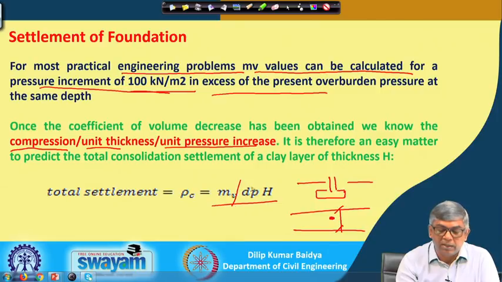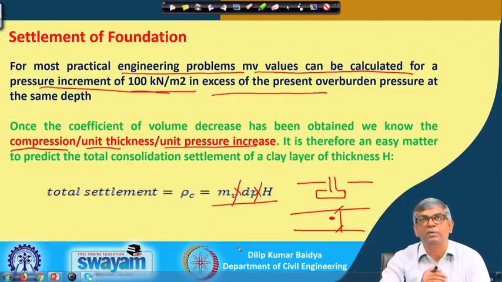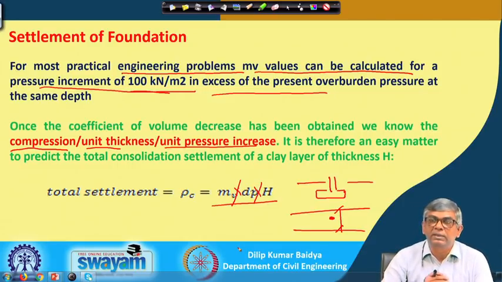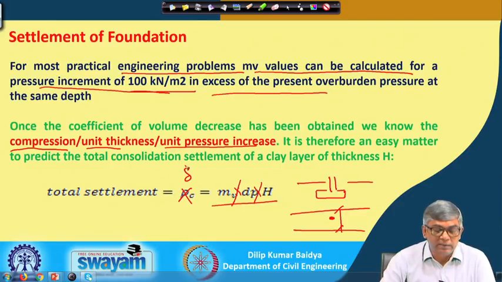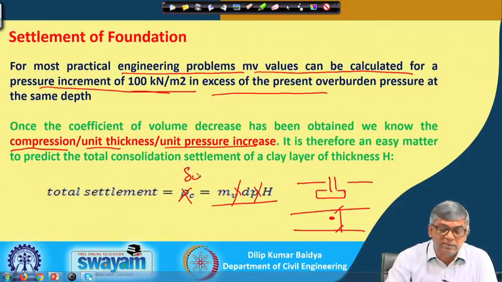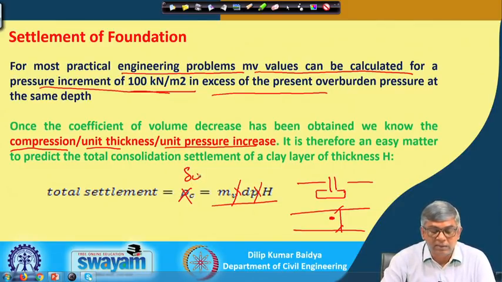So, if I want to find out the settlement, then I have to multiply this. If I know the mv value of a soil, then I multiply by the thickness of the layer and the pressure increase. These two things, if you multiply, then I will get the consolidation settlement, delta C. So, total settlement will become mv multiplied by dP multiplied by H.